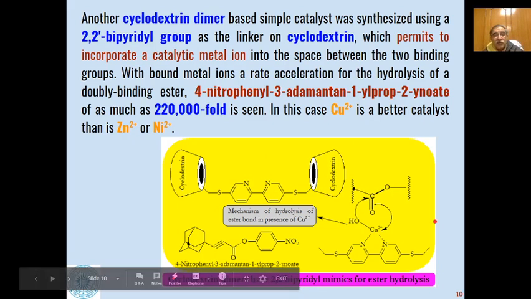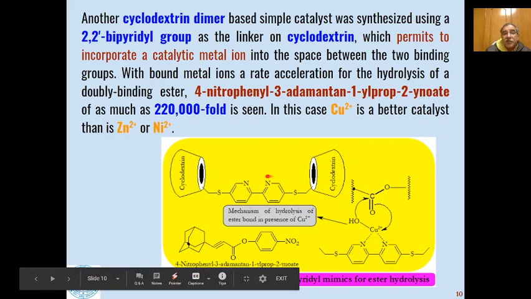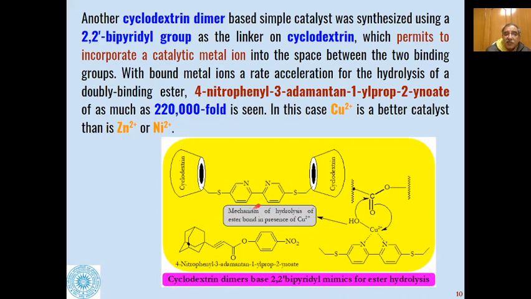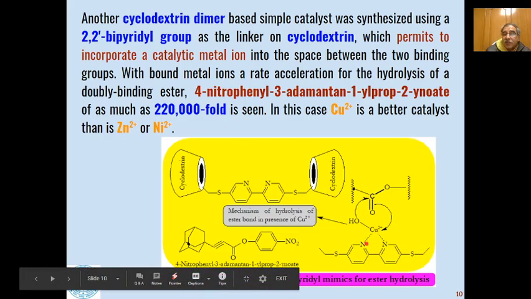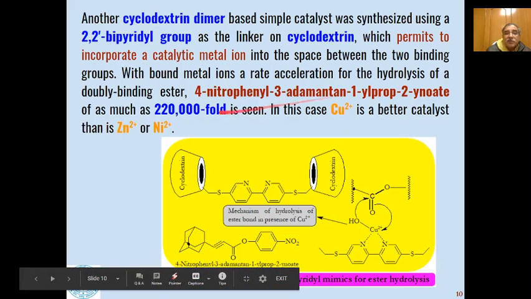Then another cyclodextrin dimer which is based on a 2,2-bipyridyl group. This is the 2,2-bipyridyl group which is acting as a linker to this cyclodextrin molecule. This will permit incorporating a catalytic metal ion. Because of the presence of these two nitrogens, these will act as a ligand. So copper 2 plus ions can bind to these nitrogens, and this complex will be used for hydrolysis of an ester.